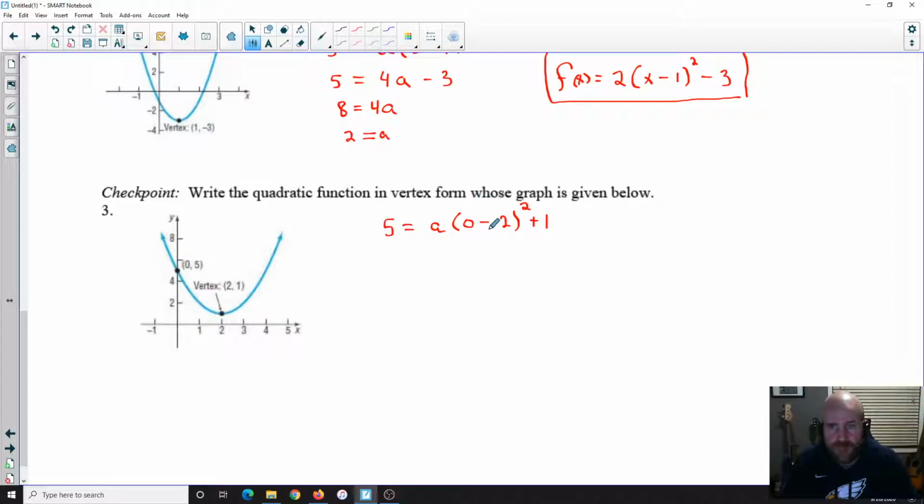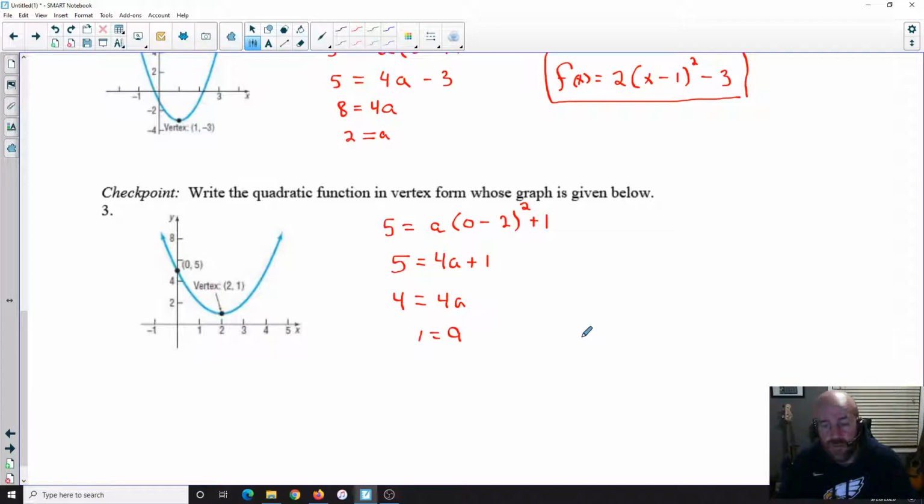So let's clean this up. So -2 squared is 4. So 4a plus 1 equals 5. And now we can solve for a. So subtract 1. 4 equals 4a. So divide both sides by 4. So we know a is 1.